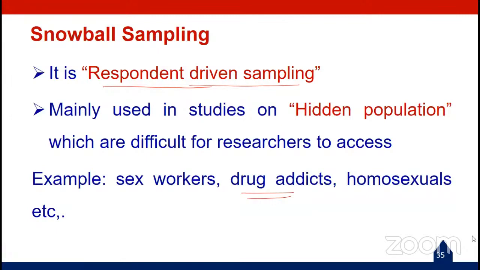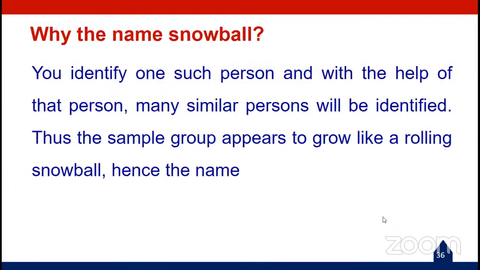Why is the name snowball sampling given? It is something like, if you put a small ball over snow and roll it, as the ball rolls, it will get bigger and bigger. Similarly, we recruit one particular individual, and from that person, we recruit others. That's why it is referred to as snowball sampling. It is respondent driven sampling, mainly used in hidden populations.